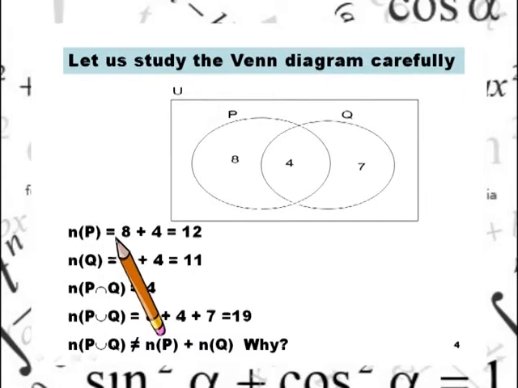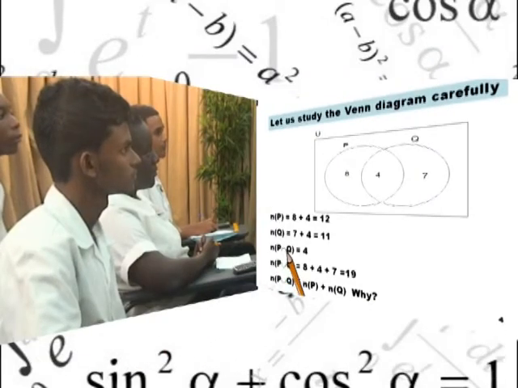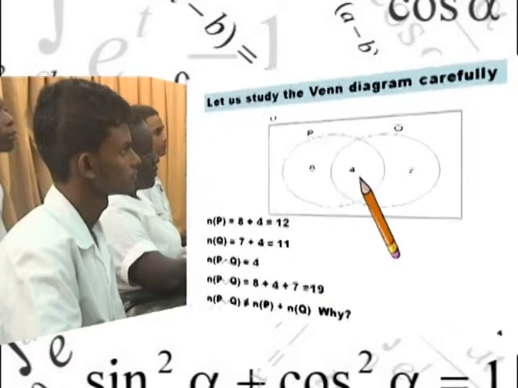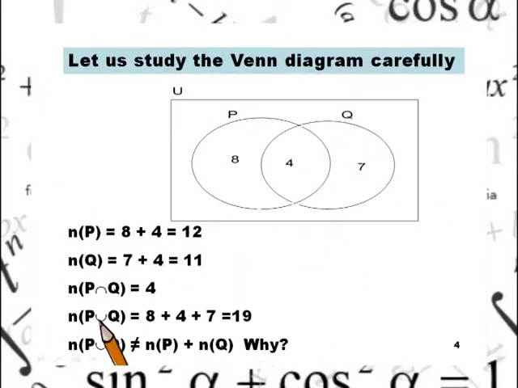The number of elements in P is equal to 8 plus 4 equals 12. The number in Q equals 7 plus 4 equals 11. The number of elements in the set P intersect Q is equal to 4. The number of elements in the set P union Q is equal to 8 plus 4 plus 7 equals 19.